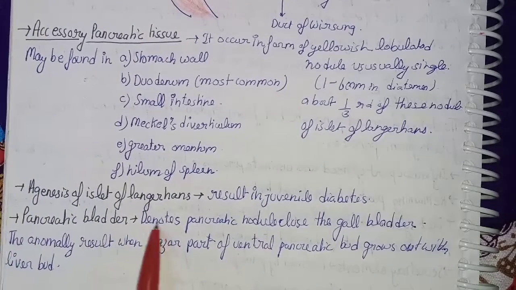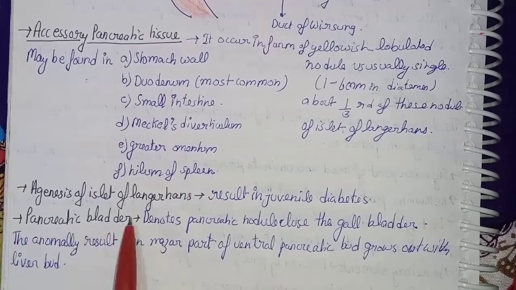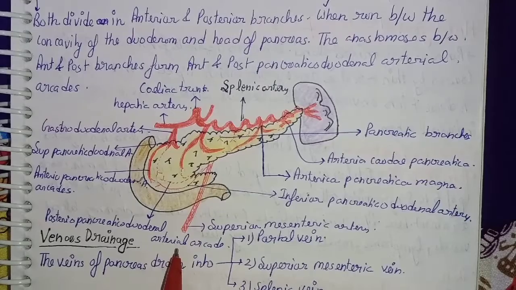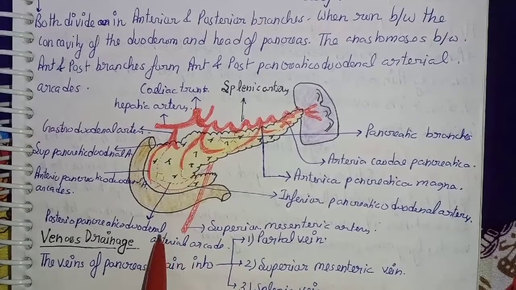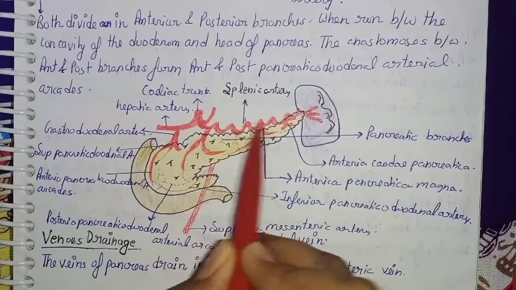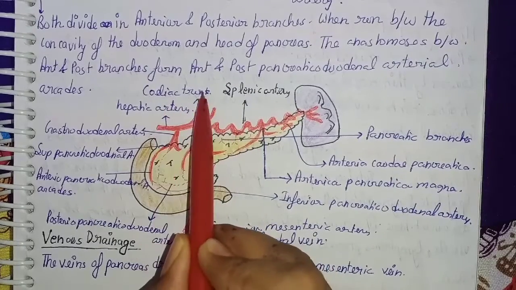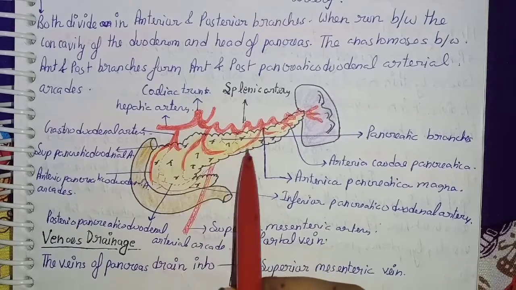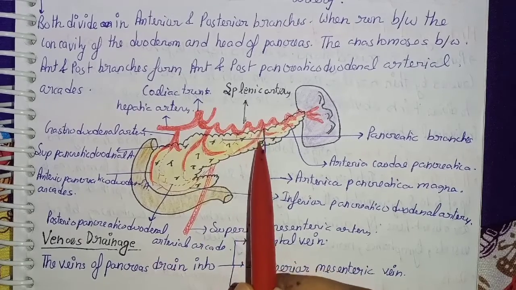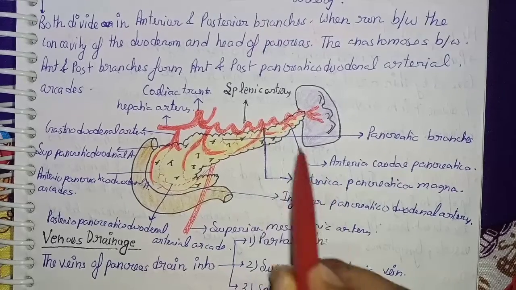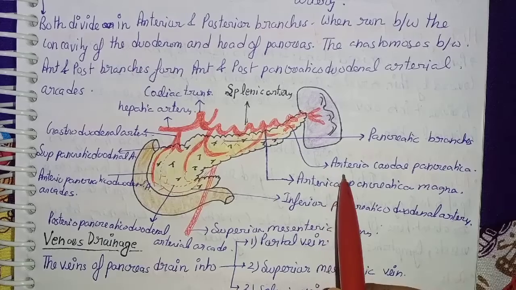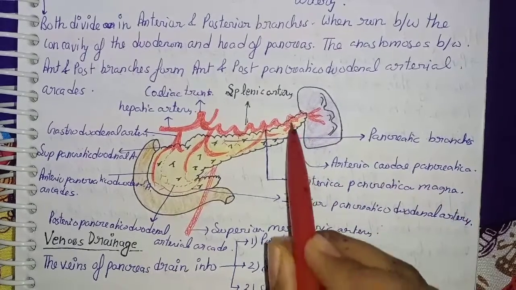So in that condition, this anomaly will result. Now coming to the artery supply of the pancreas. Basically, you can see the splenic artery, a branch of the celiac trunk, which further has two branches. The names of the two branches are arteria pancreatica magna, this, and arteria cauda pancreatica, which is this.